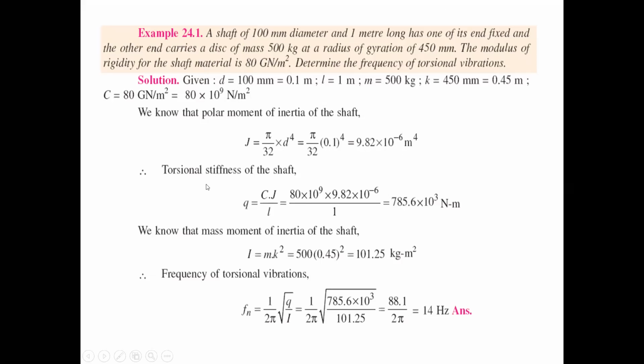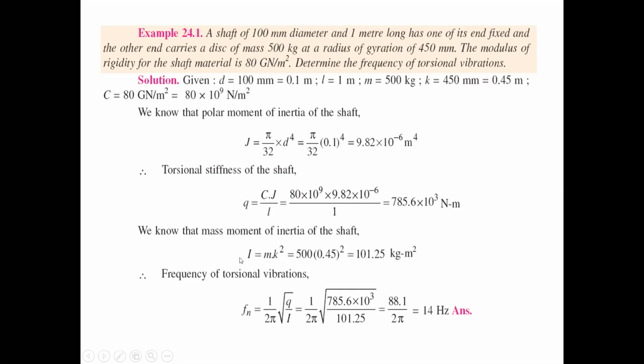Now we take the torsional stiffness. Q equals Cj by L. C is 80 into 10 power 9, J is 9.82 into 10 power minus 6, and L is 1. Making the calculation, the value arrives at 785.6 into 10 cube Newton meter. That is our torsional stiffness.